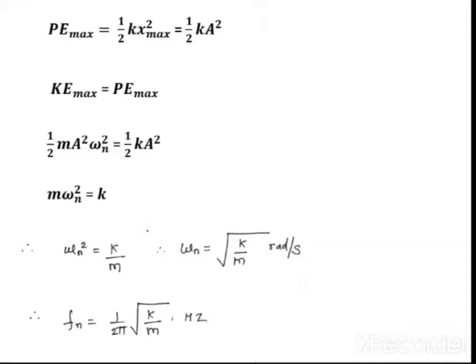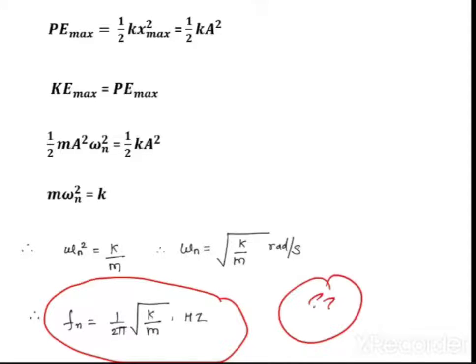Now half will get cancelled. A square will get cancelled. What will remain? Remaining will be m omega n square is equal to k. So what is omega n square? k upon m. What is omega n? Square root of k upon m. So again finally you are getting the same answer.